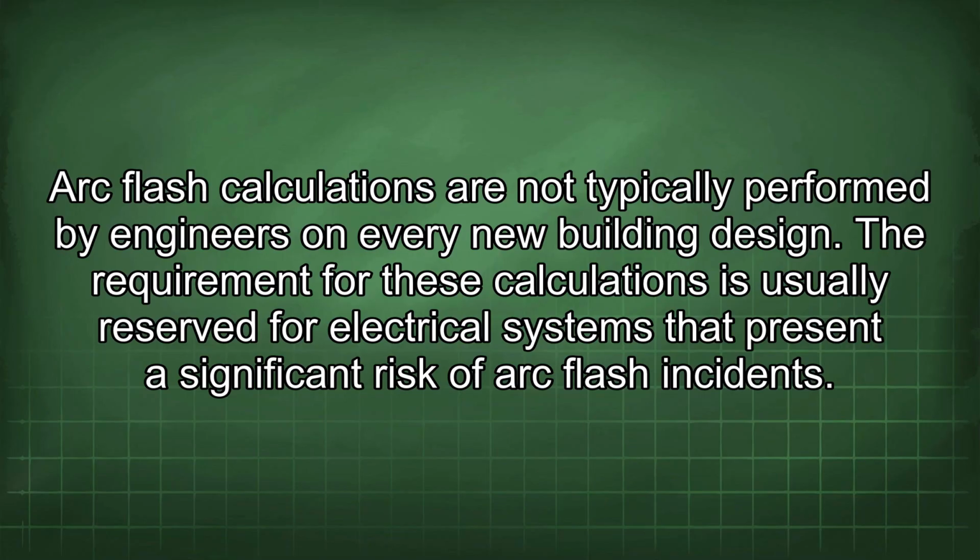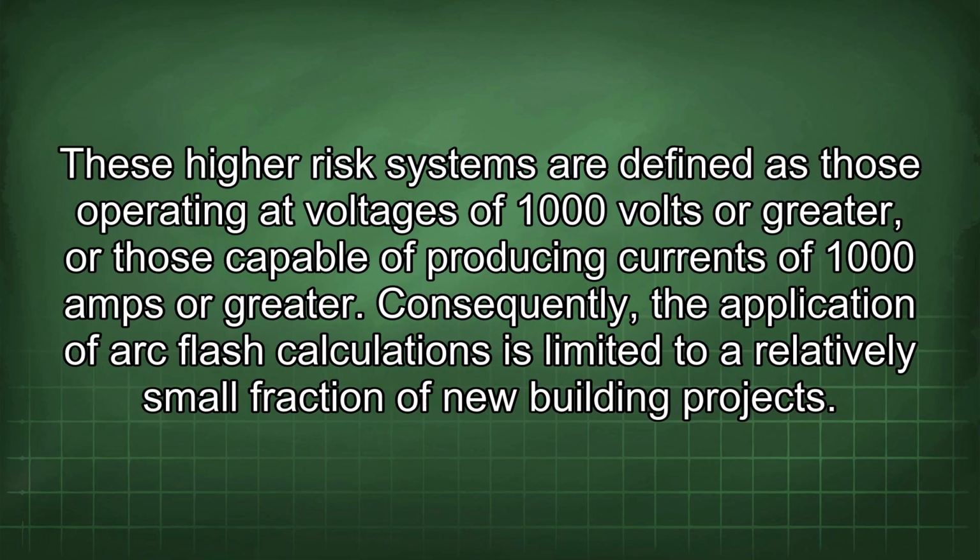Arc flash calculations are not typically performed by engineers on every new building design. The requirement for these calculations is usually reserved for electrical systems that present a significant risk of arc flash incidents. These higher risk systems are defined as those operating at voltages of 1000 volts or greater, or those capable of producing currents of 1000 amps or greater. Consequently, the application of arc flash calculations is limited to a relatively small fraction of new building projects.